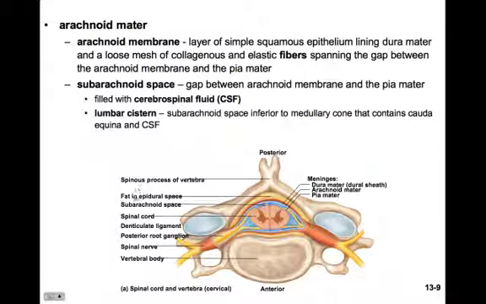This subarachnoid space, in blue here, is filled with cerebral spinal fluid. We'll talk about that in future chapters in more detail. The subarachnoid space continues inferiorly beyond the medullary cone and contains the cauda equina and the CSF that bathes it. When it reaches this level, it's called the lumbar cistern.